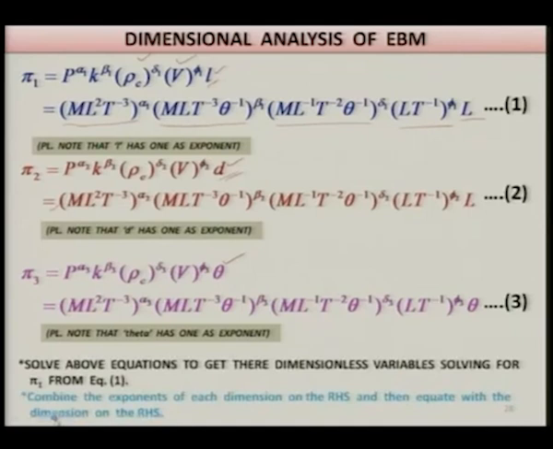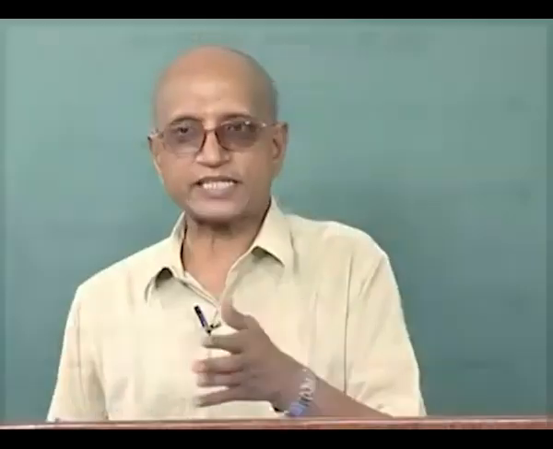Now solve the above equations to get the 3 dimensionless variables. Solving for pi 1 from equation 1, combine the exponents of each dimension on the right hand side and then equate with the dimension on the left hand side. You find out the dimensions of each, M L T theta, on the left side and M L T theta on the right side, and then the exponents can be equated on both sides as done here.